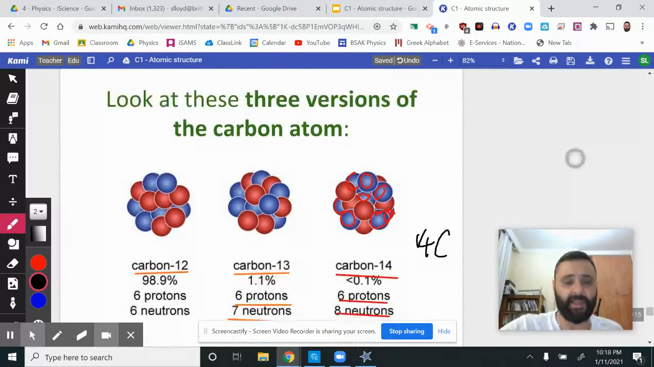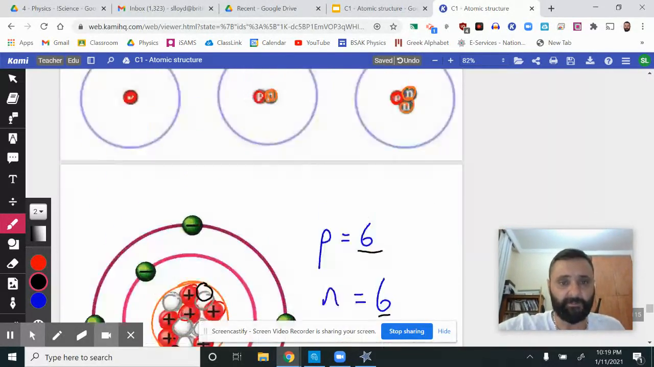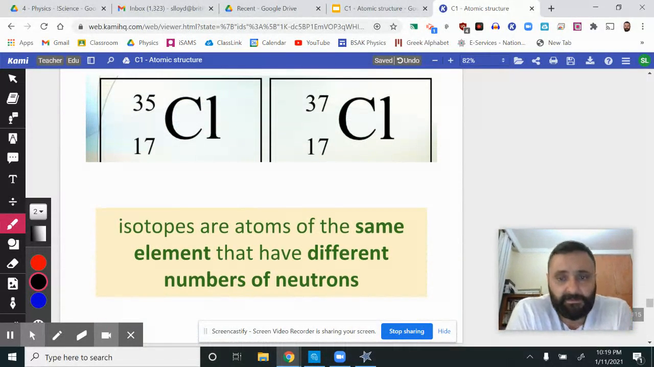So there you have it. That is isotopes. Just to recap, isotopes are different versions of atoms of the same element that just have different numbers of neutrons.